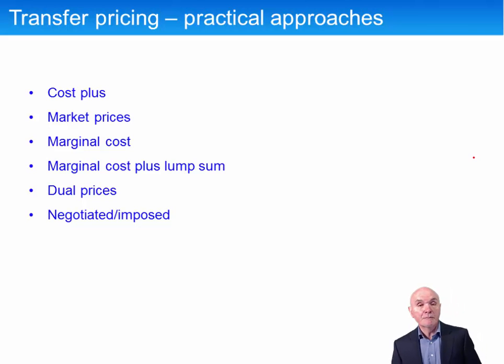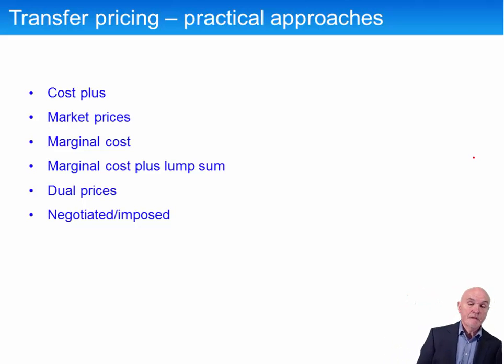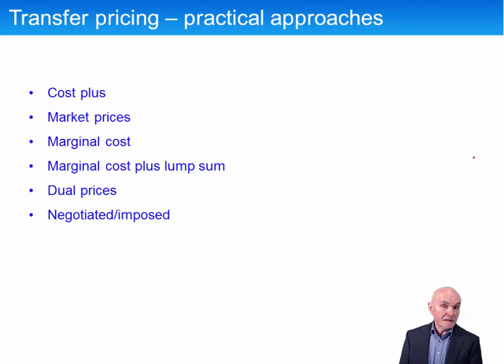What are the practical approaches to transfer pricing? And we'll come across later, or very soon really, some theoretical objections to some of these. But the practical approaches which are used by people are, first of all, cost plus. That's like the last example. Cost plus 20%, cost plus 25% is a way of getting to a transfer price which should give you some profits.